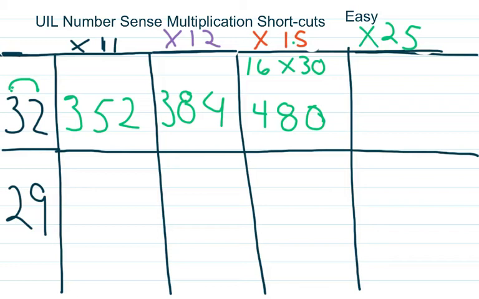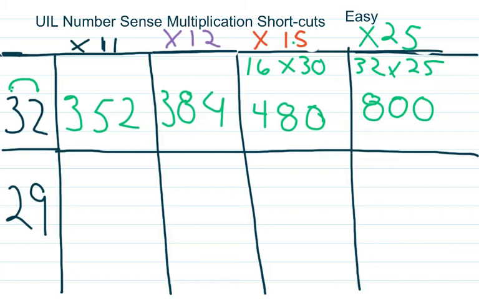Now, multiplying by 25s. When you multiply by 25, this is 32 times 25, you divide the number you're multiplying by 25 by 4. 32 divided by 4 is 8. And you affix 2 zeros: 800.